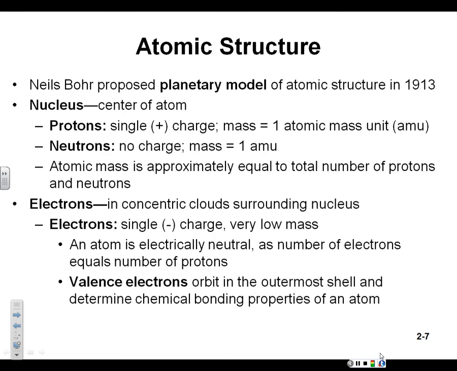Again, when we look at the nucleus of an atom, the center part of an atom is made up of protons and neutrons. The weight of a proton and a neutron is about 1 atomic mass unit, so they weigh pretty much the same. But electrons have no weight.